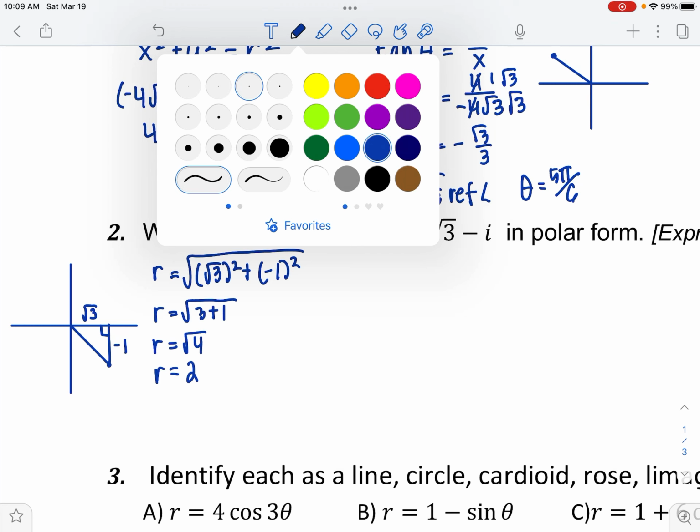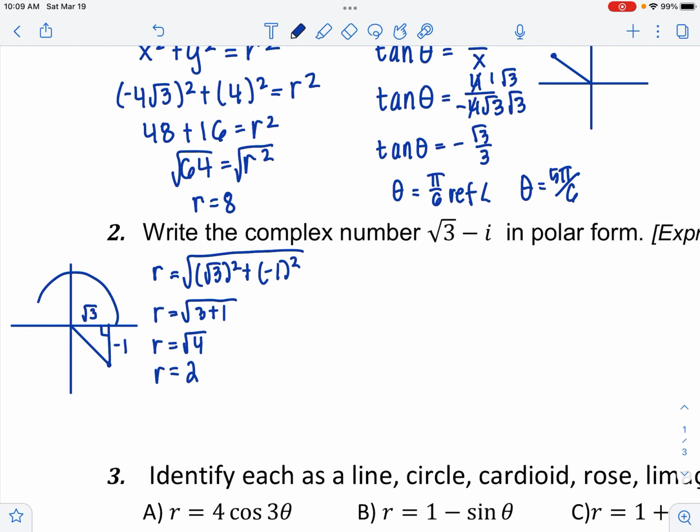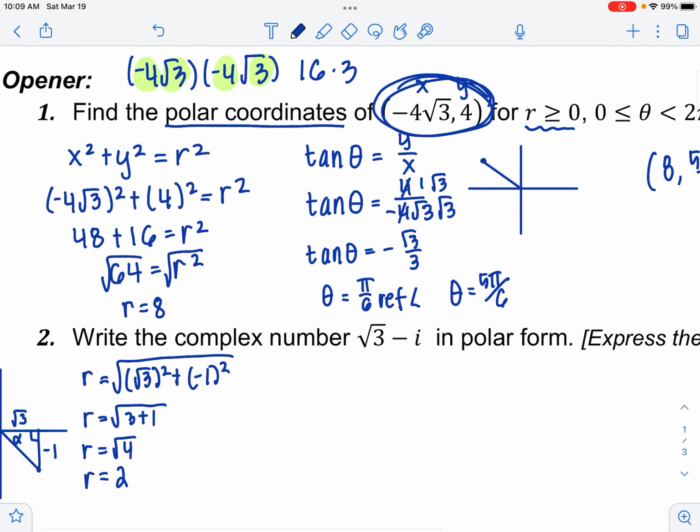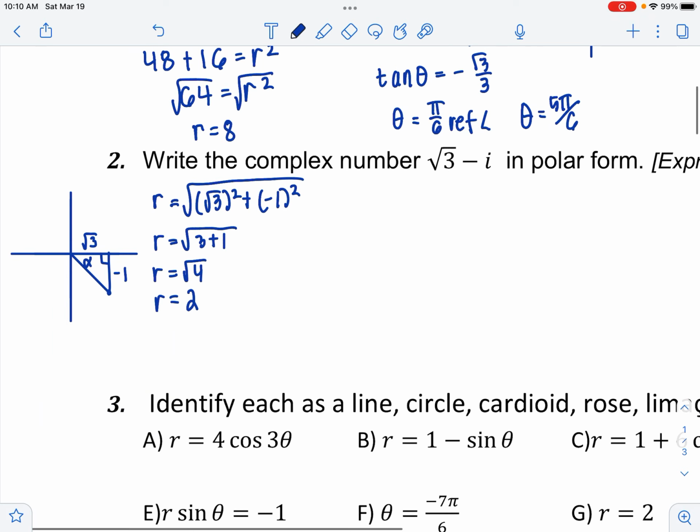Please remember that theta is from the positive x-axis counterclockwise until you hit that terminal side there. So that's theta right there. So what we can do is we can find alpha right here, and that's what I could have called this angle up here, I called it alpha, and then found theta. Same idea. We're going to find alpha, and I can put the 2 right here too, and we can use whatever you want.